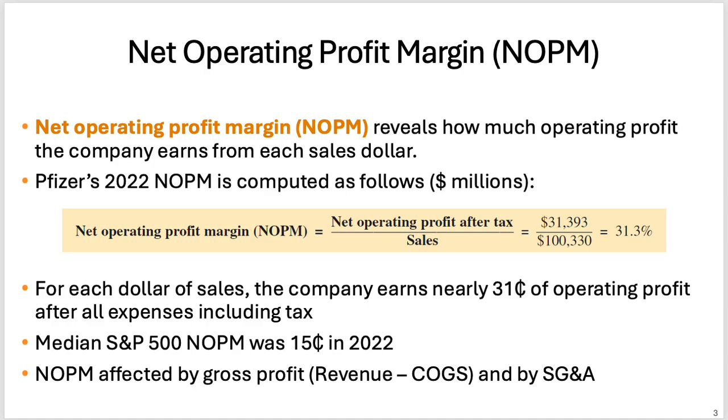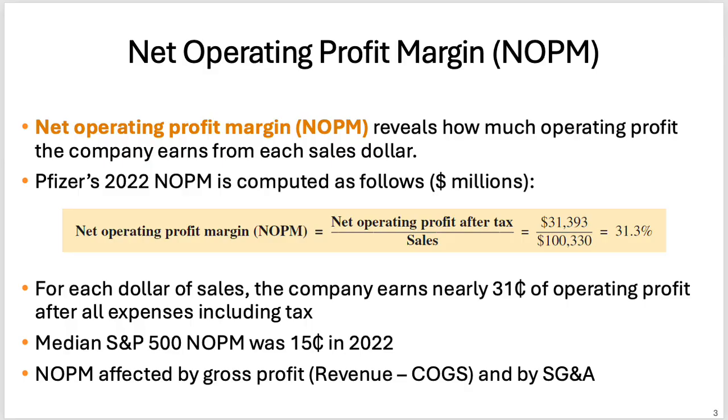31.3%. And really, this has come up on one of the earlier homework problems. The best way to understand 31.3% might be simply to remember there are 100 cents in a dollar. And therefore, what we're really talking about is 31 cents. Out of every dollar of sales, Pfizer earns 31 cents of operating profit after accounting for all the expenses, okay? And just as a point of comparison across the industries, median S&P 500 is 15 cents in 2022, and of course you see there Pfizer was more than double that, right?